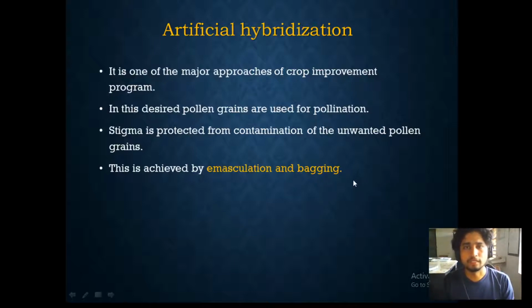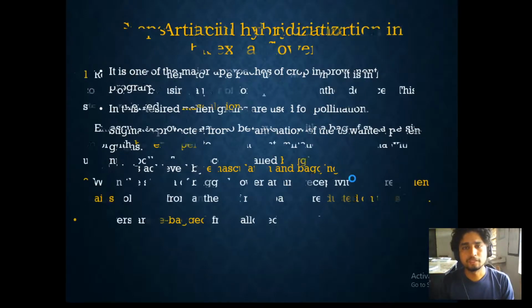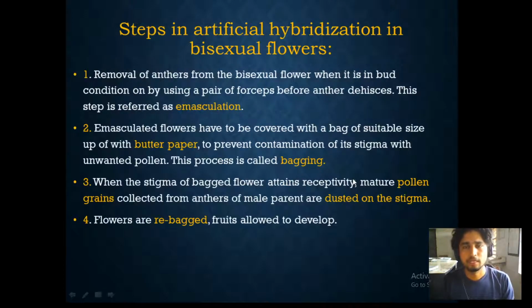We are going to understand this in both bisexual flowers and unisexual flowers. First, starting with bisexual flowers, we know that they have both male and female parts together in the same flower. In such a case, for the female parent, they have to remove the anther from the flower.